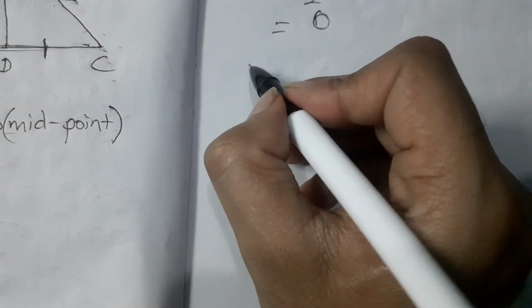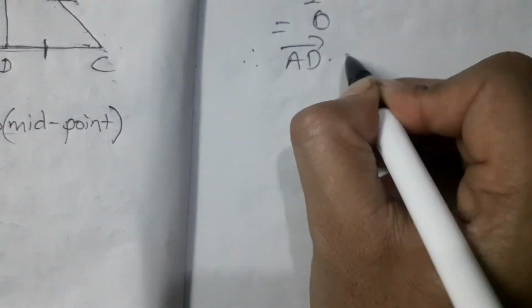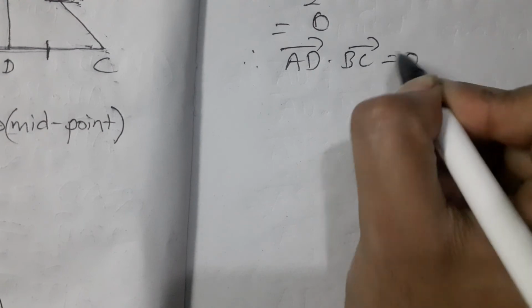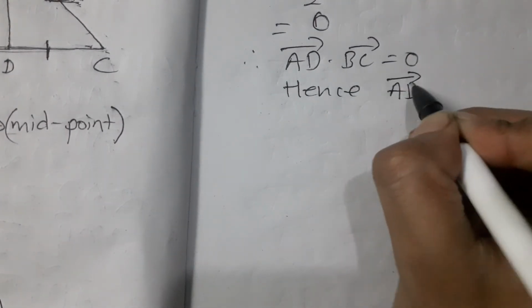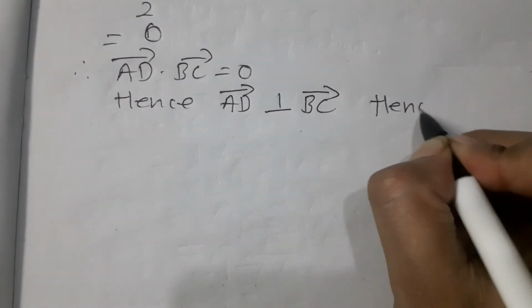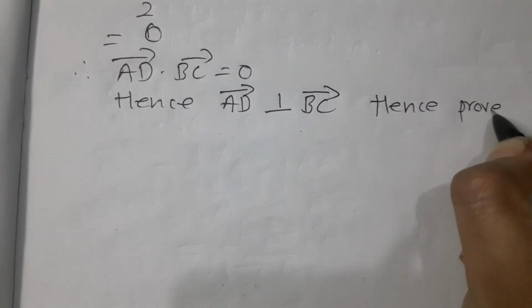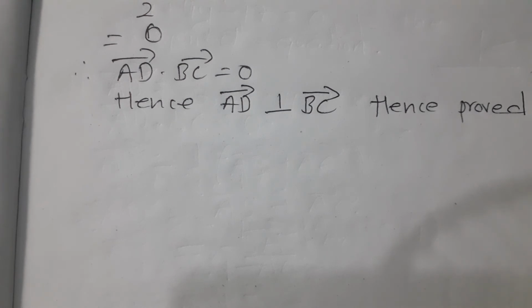That means you can see here AD vector dot BC vector equals 0. Hence AD vector is perpendicular to BC vector. Means the theorem is, you can write, hence proved. Okay, this was the explanation of theorem 6, where the median to the base of an isosceles triangle is perpendicular to the base.